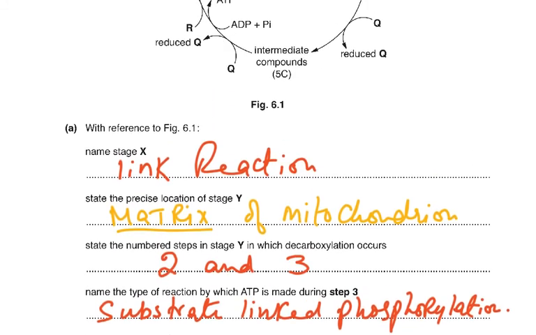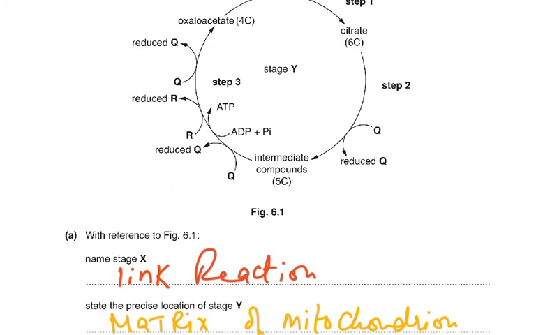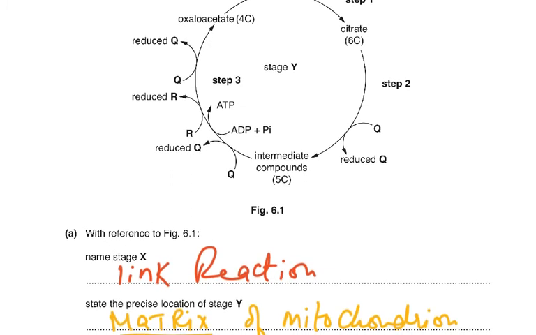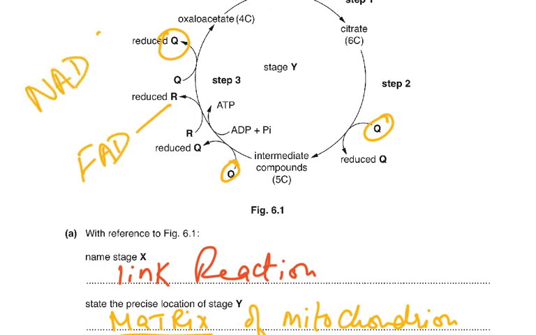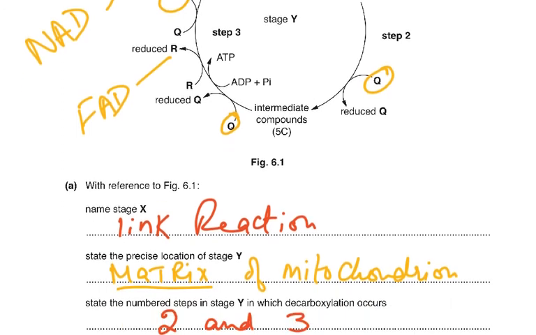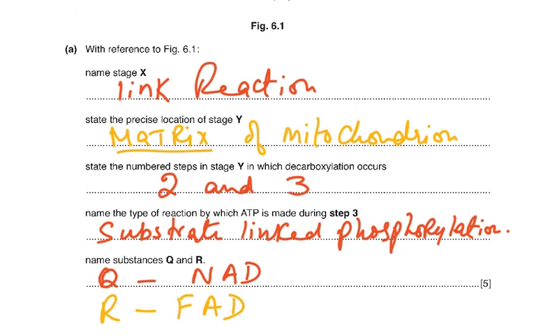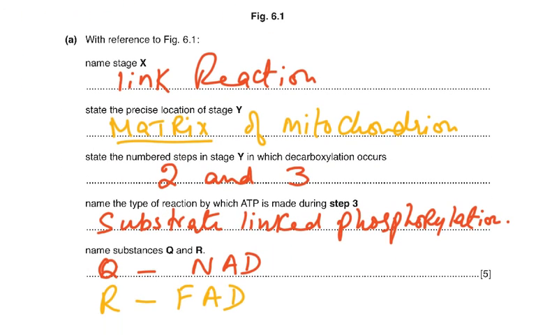You can see that why? Because Q is produced 3 times, so Q here, and Q here. So 3 NAD, and R had to be FAD because FAD is produced 1 and NAD is 3 in 1 Krebs cycle. So this is how you were going to figure this out. If you knew this very well, then you could figure it out.